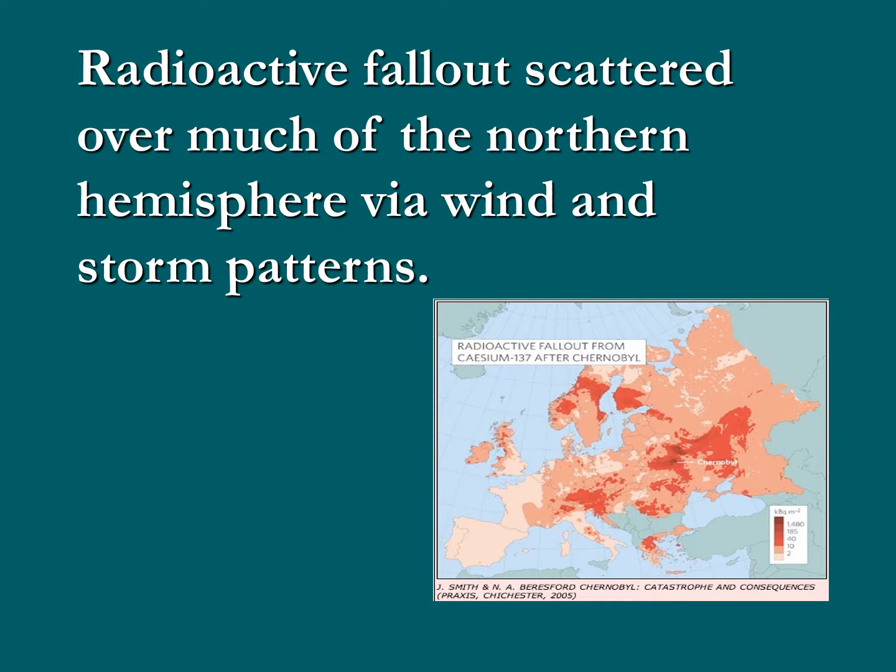Radioactive fallout scattered much over the northern hemisphere via the winds and storm patterns. So after the explosion happened, all of these radioactive gases were in the air and they were moved towards the northern hemisphere because of the storms that were in the area and because of the wind pattern. So this is a thematic map that shows you the movement of the radioactive fallout after the Chernobyl disaster.